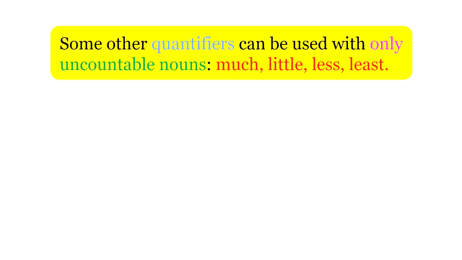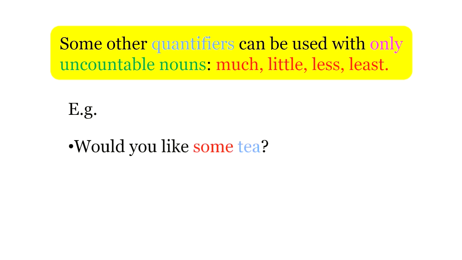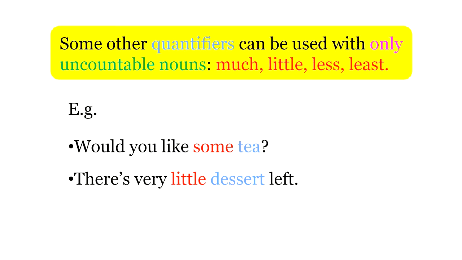Some other quantifiers can be used with only uncountable nouns such as much, little, less, and least. Let us take examples. Would you like some tea? Here, tea is uncountable noun. Another example, there's very little dessert left. Here, dessert is uncountable noun.